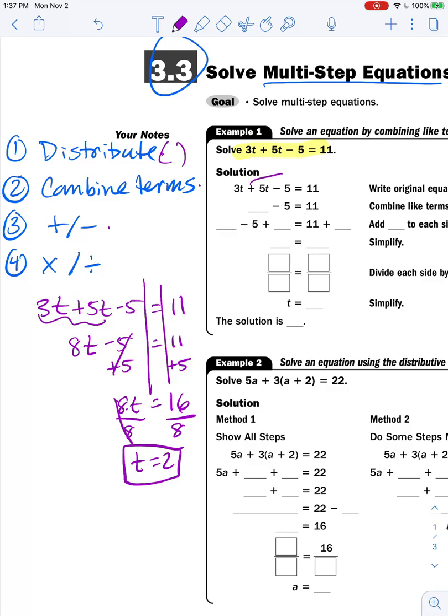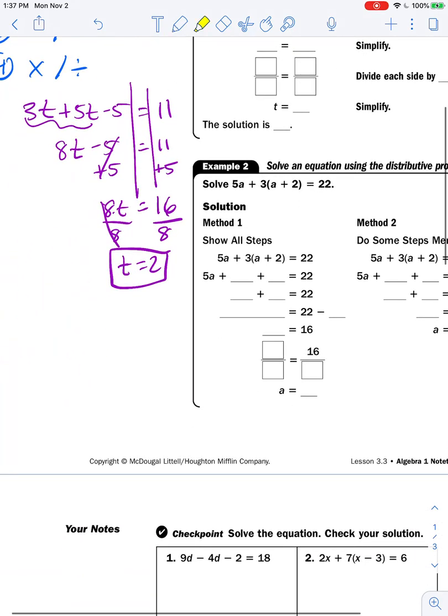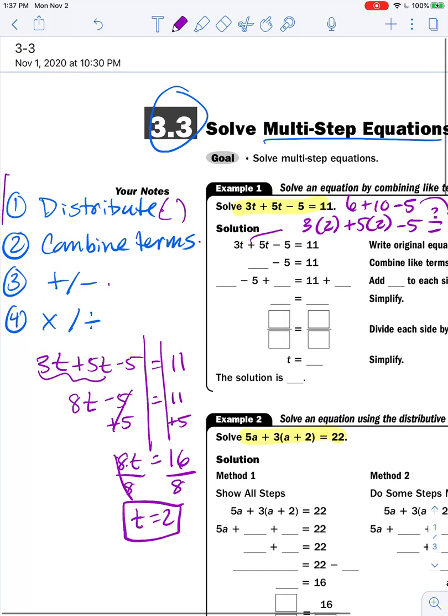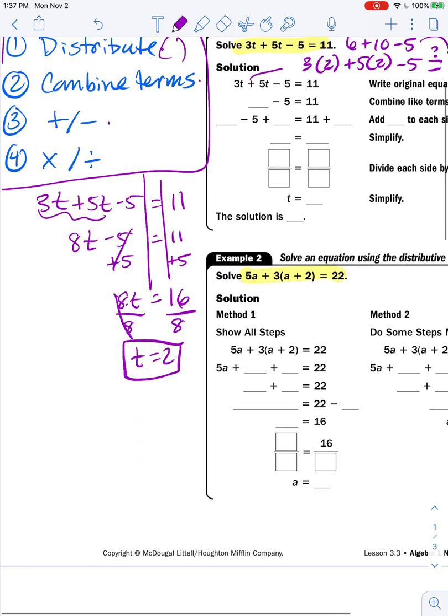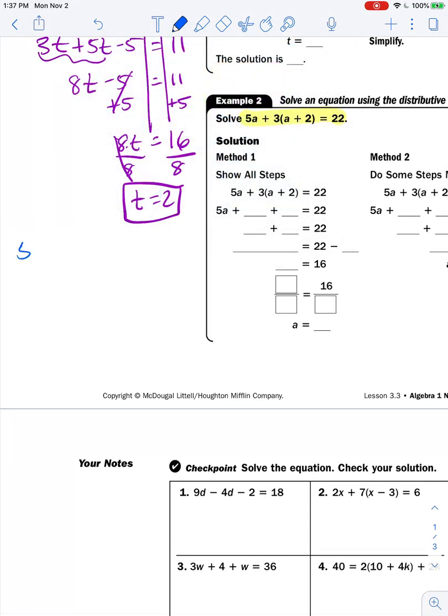And as you know, I can go back in and check. Does 3 times 2 plus 5 times 2 minus 5 equal 11? So I'd end up with 6 plus 10 minus 5. So 16 minus 5 does indeed check out and equal 11. Awesome. So let's take a look at another example. Other than this list up here and some examples, there's not a lot to learn. You just need to know what to try to do first.